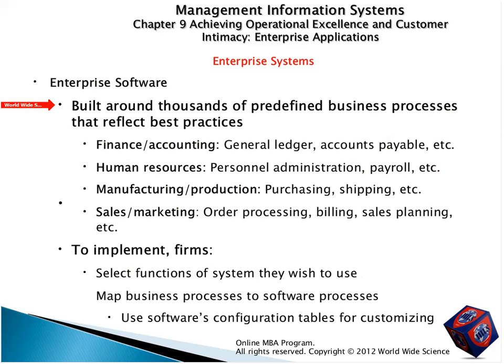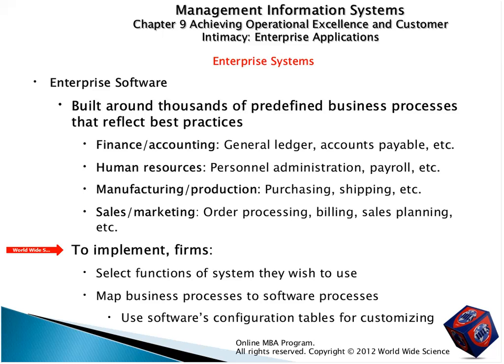Enterprise software is built around thousands of predefined business processes that reflect best practices in areas like finance and accounting. You may have different business processes in each department: accounts payable, finance and accounting, human resource systems, manufacturing, production, sales, and marketing, and each of them has its own business process.